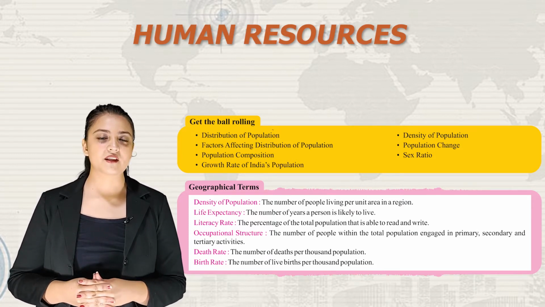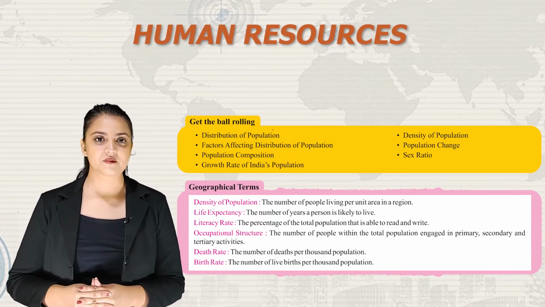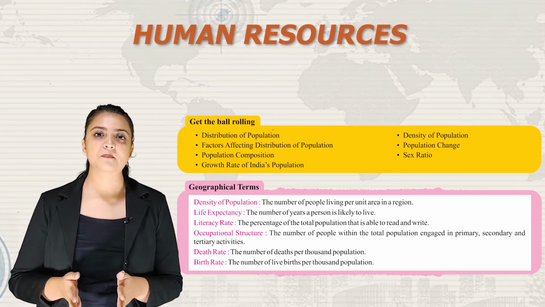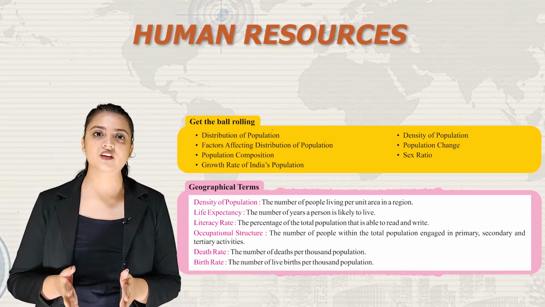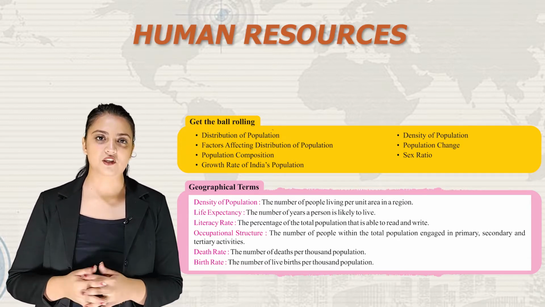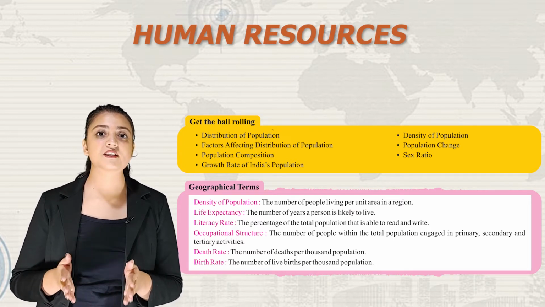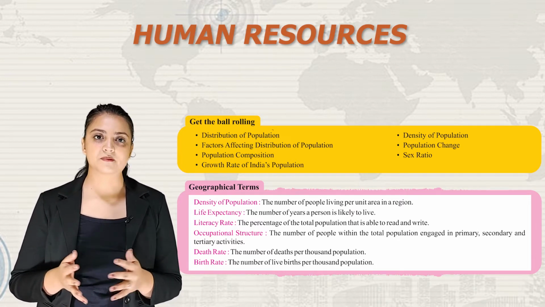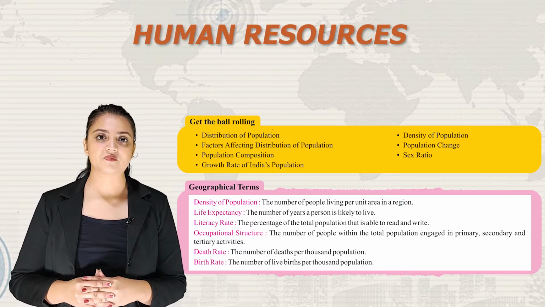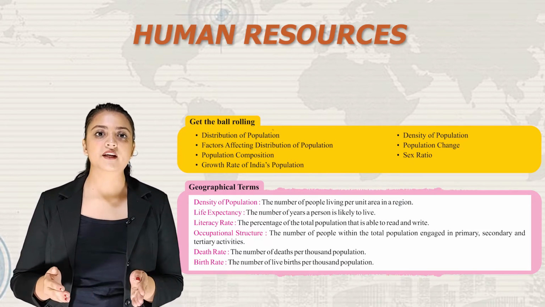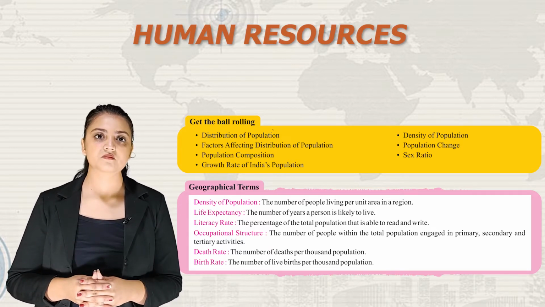First, let us familiarize ourselves with some geographical terms. First, we have density of population. The number of people living per unit area in a region is known as density of population. Life expectancy. The number of years a person is likely to live is called life expectancy. Literacy rate. The percentage of the total population that is able to read and write is known as literacy rate.